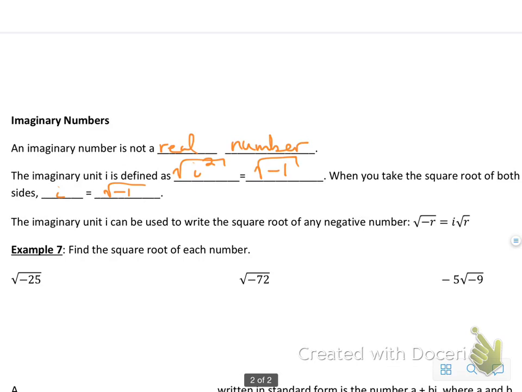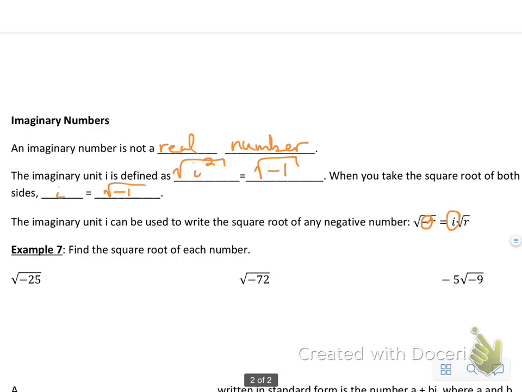So let me show you what this is going to look like. In example 7, the imaginary unit i can be used to write the square root of any negative number. So if you have a negative inside, this negative becomes this i. You're taking the -1 and you're turning it into an i on the outside.